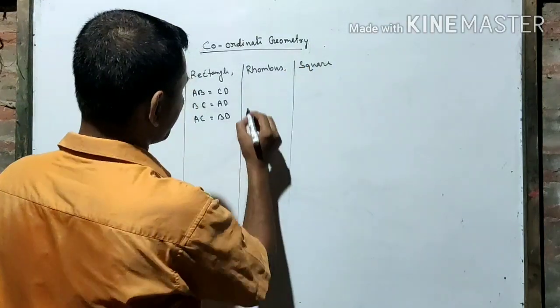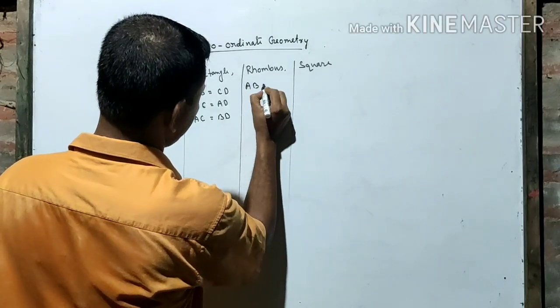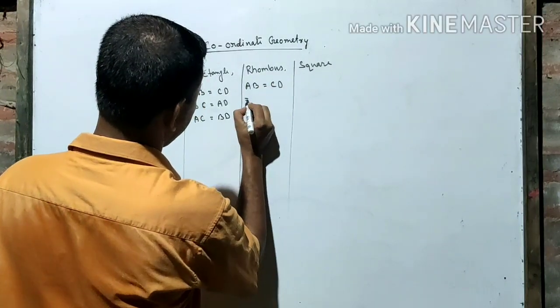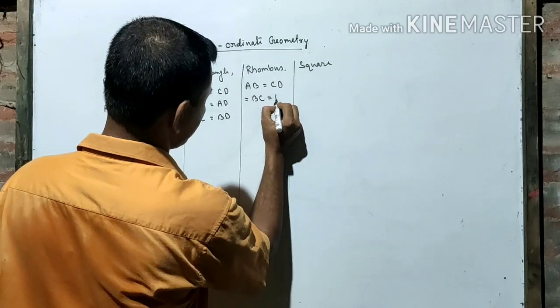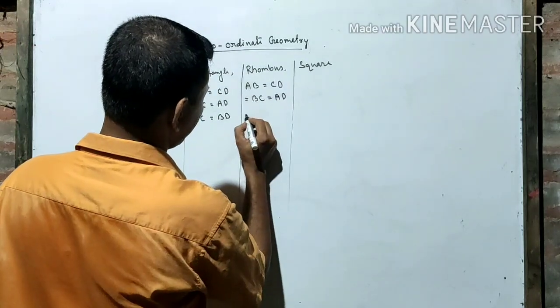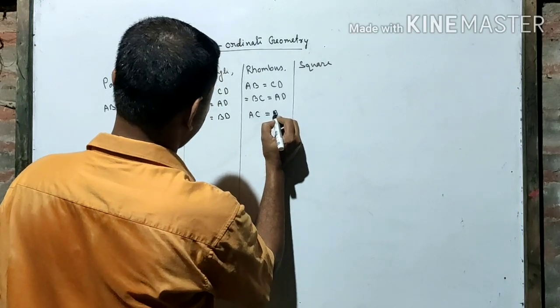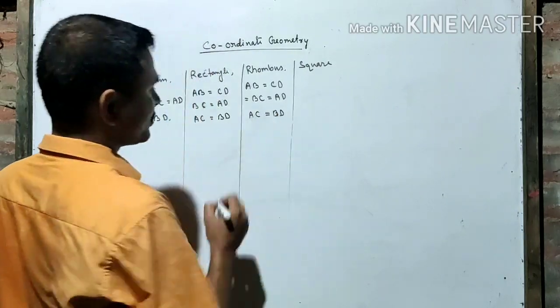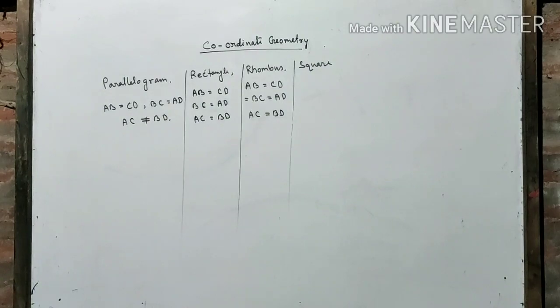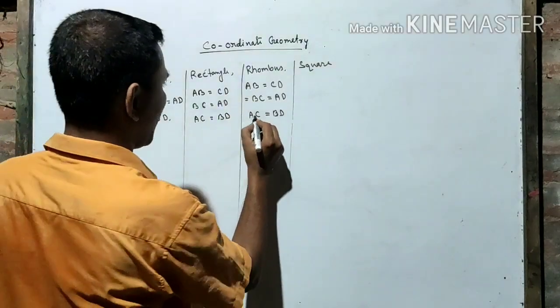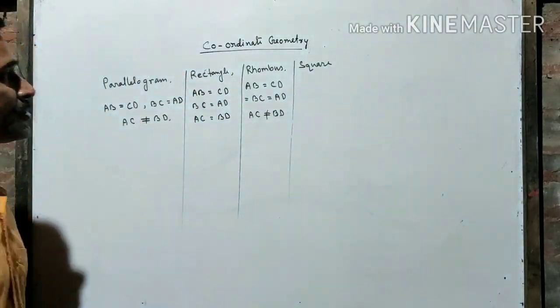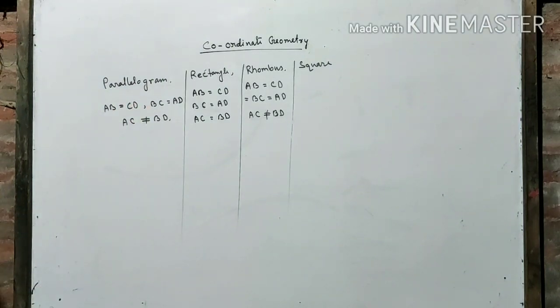Rhombus, four sides are equal. AB is equal to CD is equal to BC is equal to AD, and the diagonals are unequal. AC not equal to BD. Then we say that the quadrilateral is a rhombus. Four sides are equal, diagonals are unequal. Then we say that the quadrilateral is a rhombus.